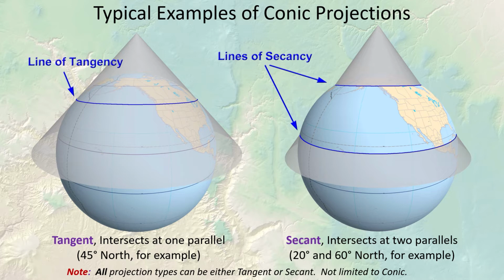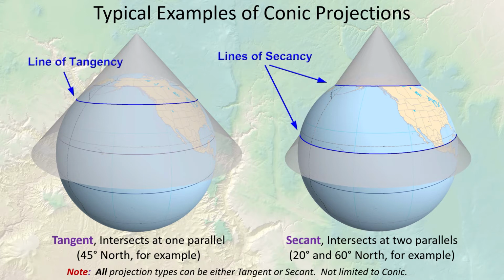So why would you choose one over the other? Well, most people would choose the tangent version when they are mapping a small area. The map itself will just be centered around that line of intersection, and therefore distortion will be minimized in that small area. But if we're mapping a large region like a continent, then we'll want to use a secant projection where the projection surface intersects at different parts of the continent. Now there will be some projection distortion in between those lines of secancy, but it won't usually be too bad.